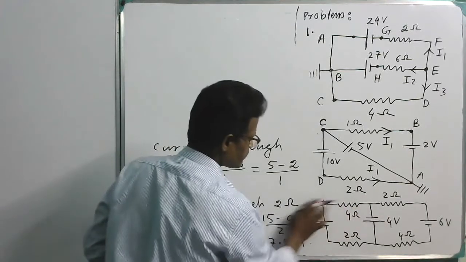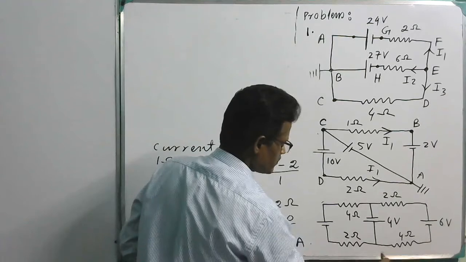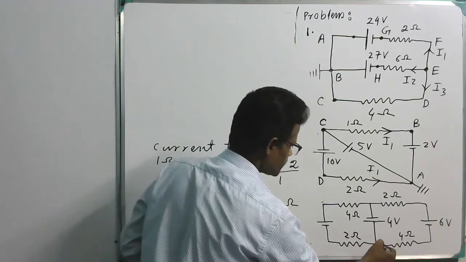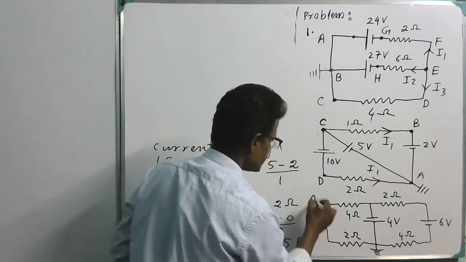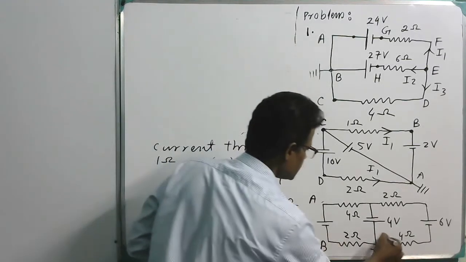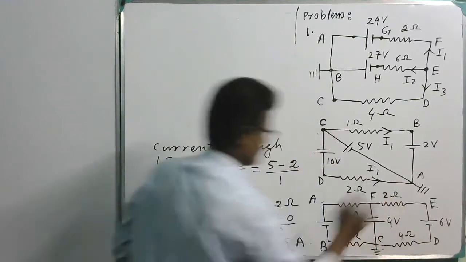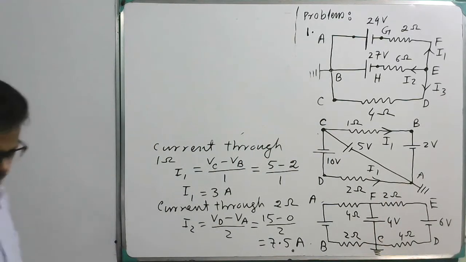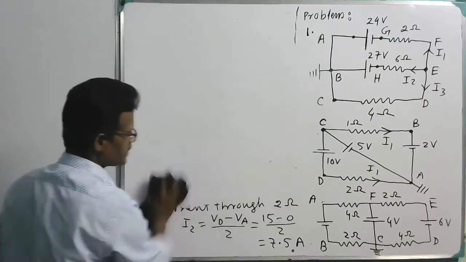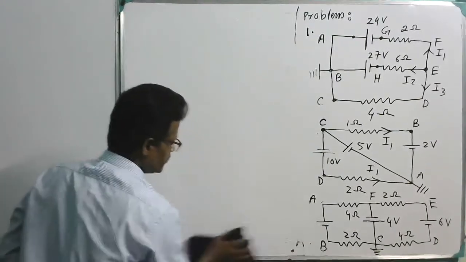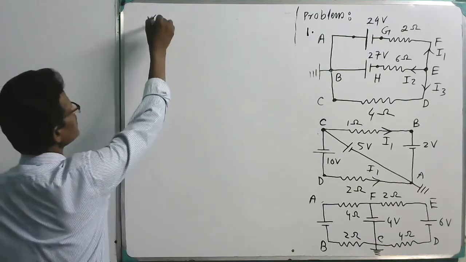So suppose we consider now this circuit. Any point, suppose this point is grounded, say A, B, C, D, E, F. So C point is grounded, or any other point you may ground. So VC equal to 0, it's okay.